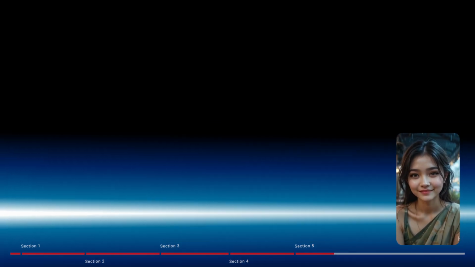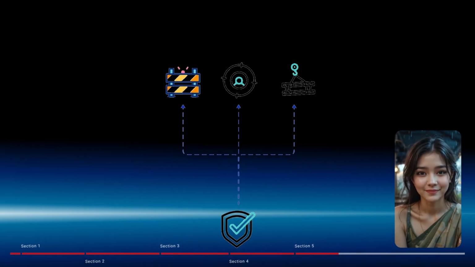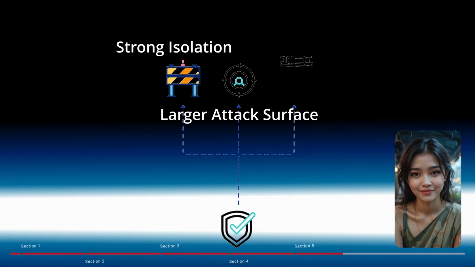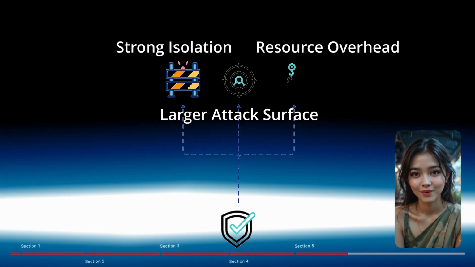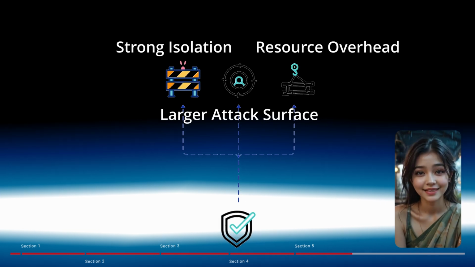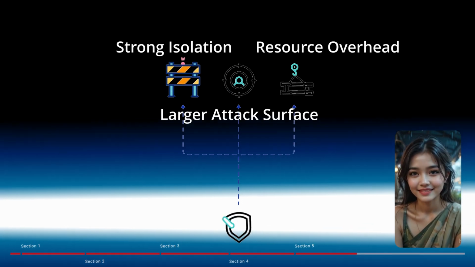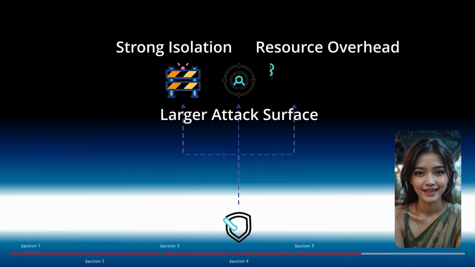Section 5, Security. Let's talk about security. Virtual machines are isolated by the hypervisor. Each VM has its own OS, so even if one gets hacked, the others remain safe. This isolation comes with more overhead.